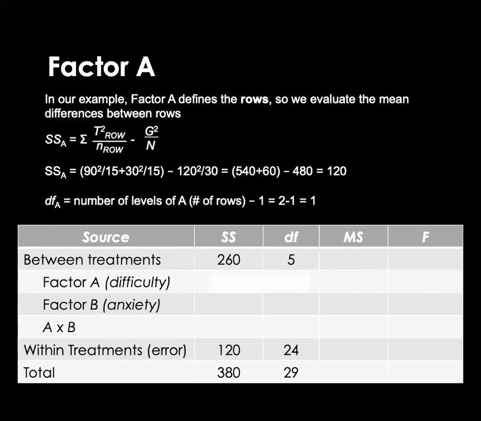The degrees of freedom is the number of levels of A, or the number of rows in this case, minus 1. Just remember, you'll have these formulas, but degrees of freedom should always be some value minus 1. So in this case, we have 2 rows, 2 minus 1 is 1. So we can put that in our table down here: sum of squares for factor A, which is the level of difficulty, sum of squares is 120, degrees of freedom is 1.